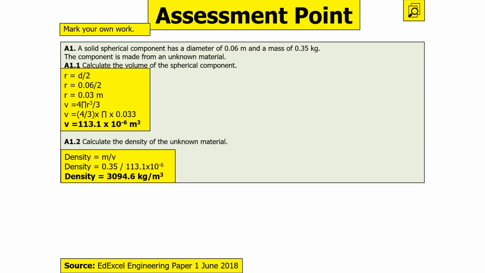Right, so what you would do is work out the radius by saying the radius is the diameter divided by 2. So you could say the volume is 4 over 3 pi r cubed, and work it through to be 111.1 times 10 to the minus 6 meters cubed. Density is mass over volume. It's the mass, 0.35, divided by the value we just calculated, to get 3094.6 kilograms per meter cubed.